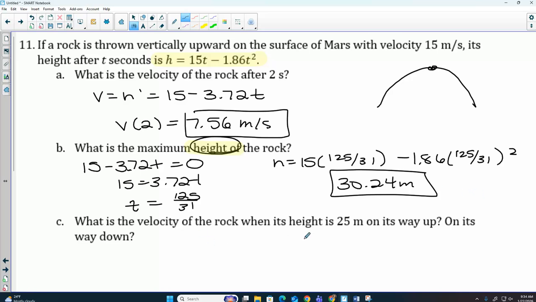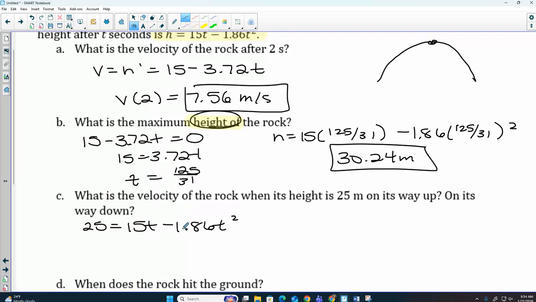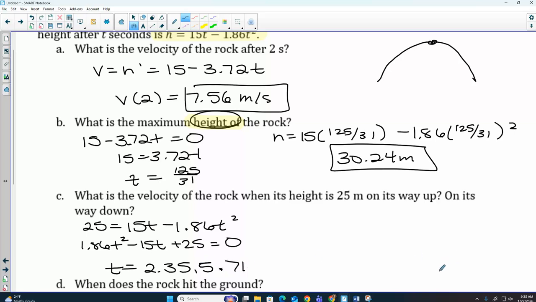What's the velocity of the rock when the height is 25 meters on the way up? So that means your height is 25, so you set your original equation equal to 25. This one did not work out beautifully. You end up doing the quadratic formula, so you have to set it equal to 0. If you do the quadratic formula, you get 2.35 and 5.71. Obviously, not going to do that to you on the test. I'll have something that factors nicely, or I wouldn't ask you this question.